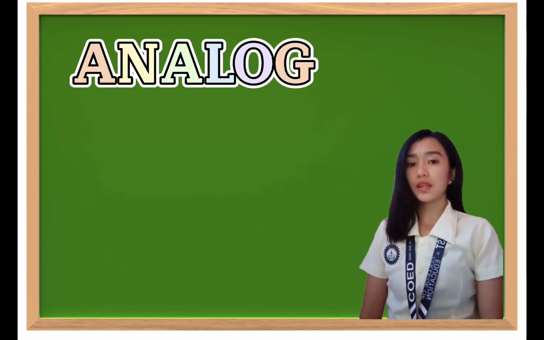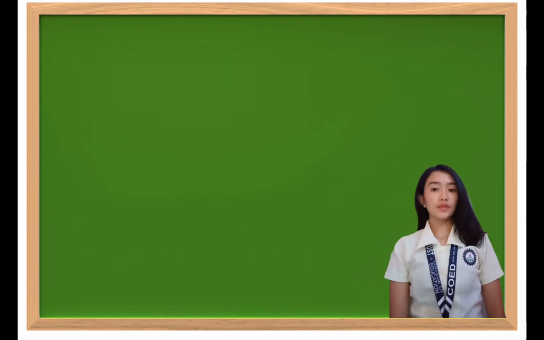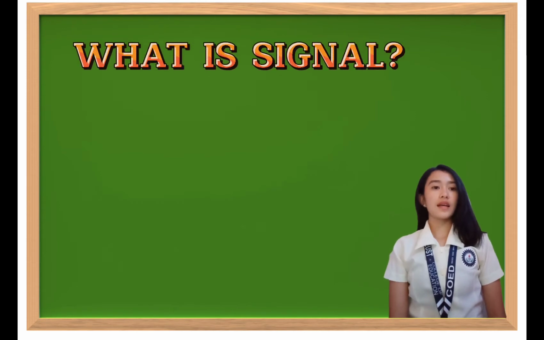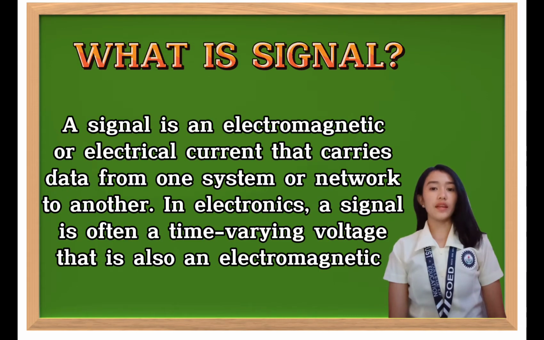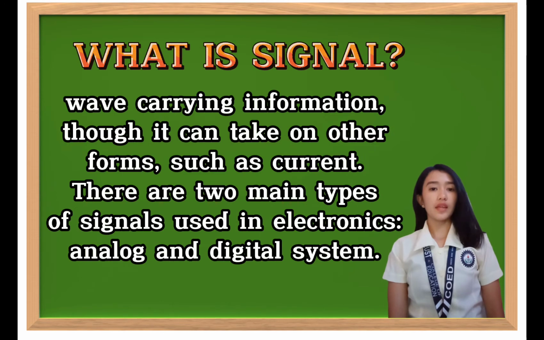I'm looking forward to talking with you today about analog and digital systems. So now, what is a signal? A signal is an electromagnetic or electrical current that carries data from one system or network to another. In electronics, a signal is often a time-varying voltage that is also an electromagnetic wave carrying information, though it can take on other forms such as current.